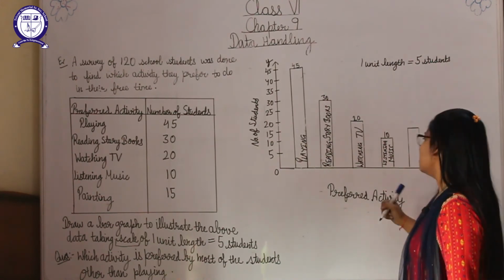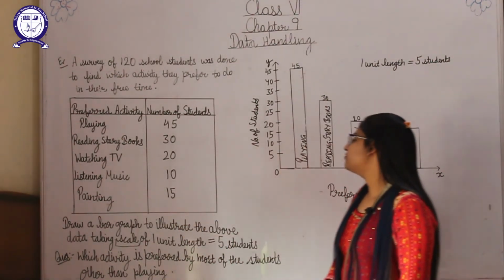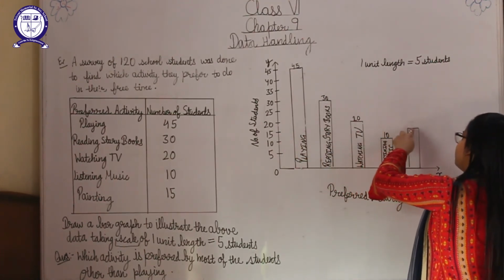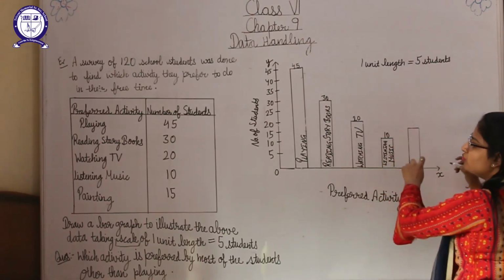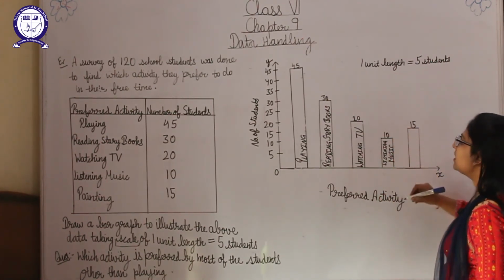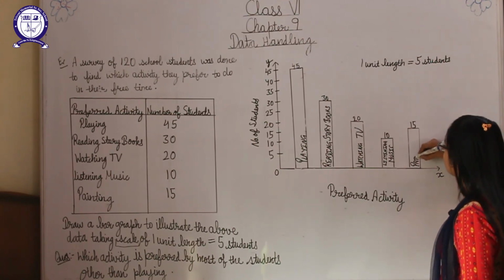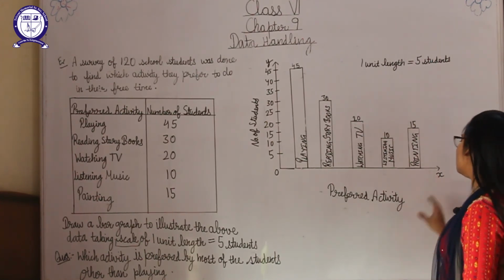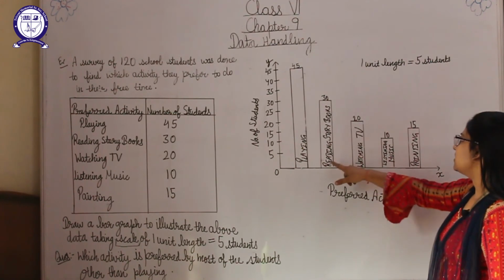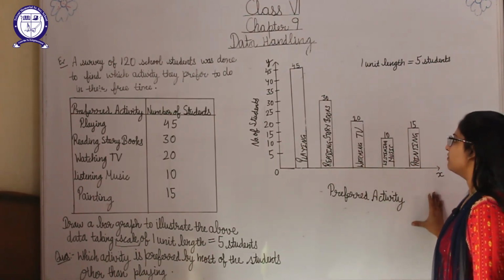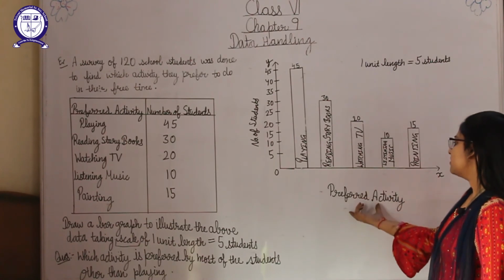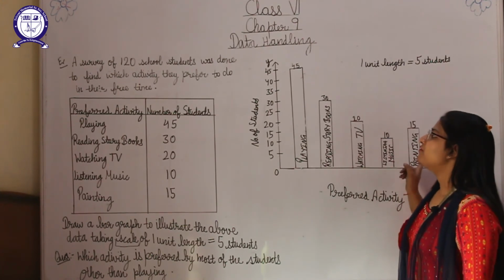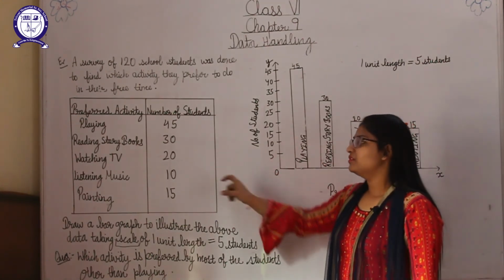Now the last one is painting and we have to show 15 students. From 0 to 15, as you will see, we will make a line parallel to 15, and this will be the 15, and we will write that 15 students do the painting. So here I have written painting. The x-axis shows the preferred activities, and the y-axis is showing the number of students, and like this we will make the bar for each of the activities.